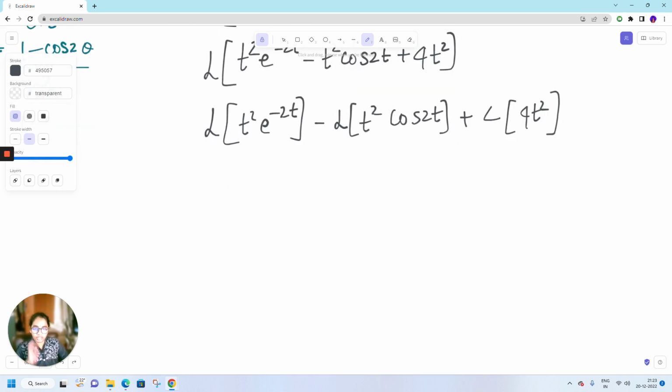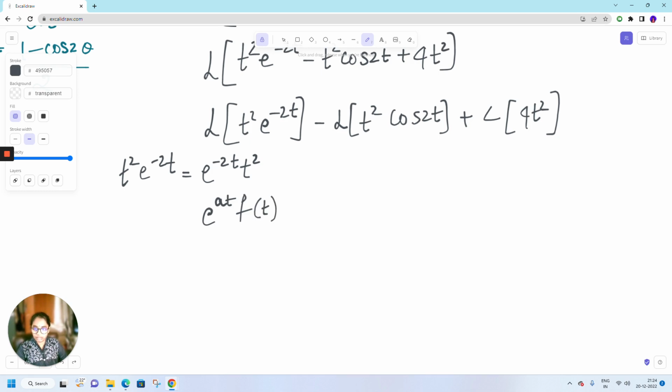Now here you see you have t square into e power minus 2t. You can write t square e power minus 2t as e power minus 2t into t square too. It means the same because it is commutative. So in the shifting property, how were our shifting property problems? It was in the form of e power at into f of t, right?